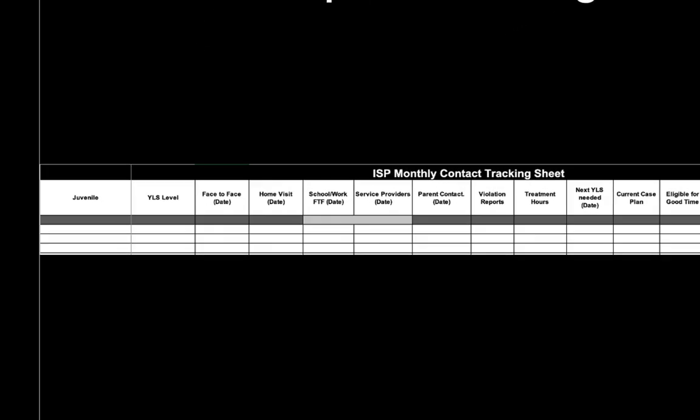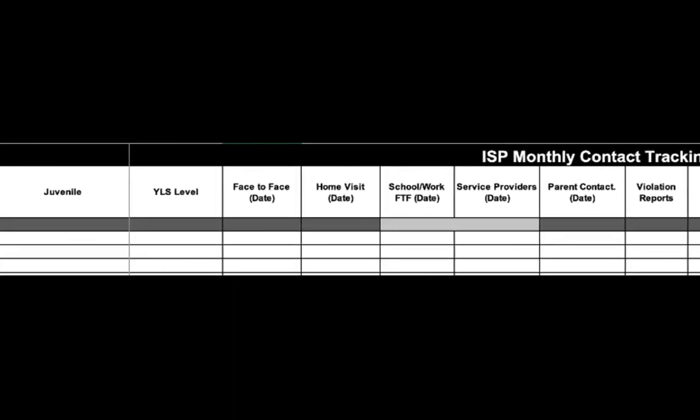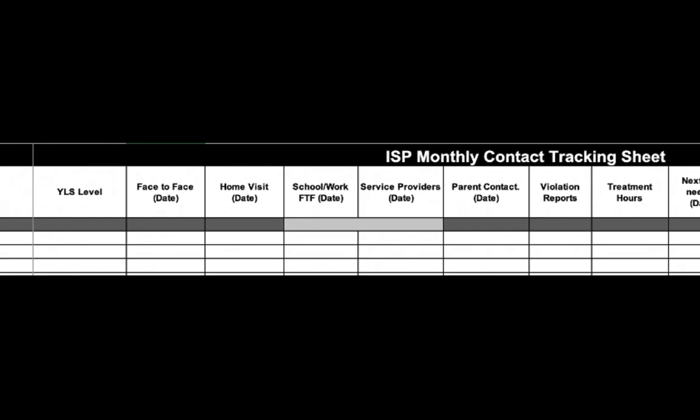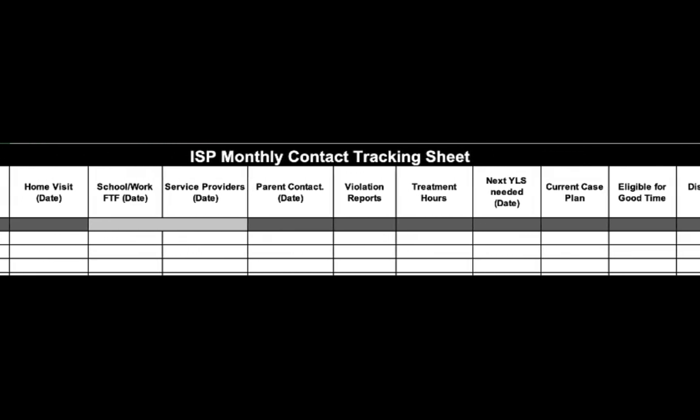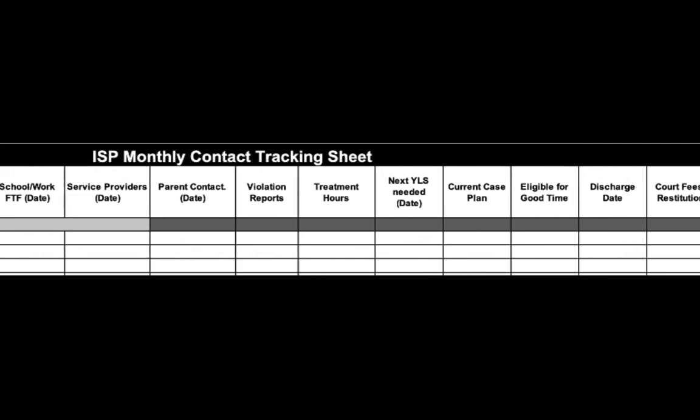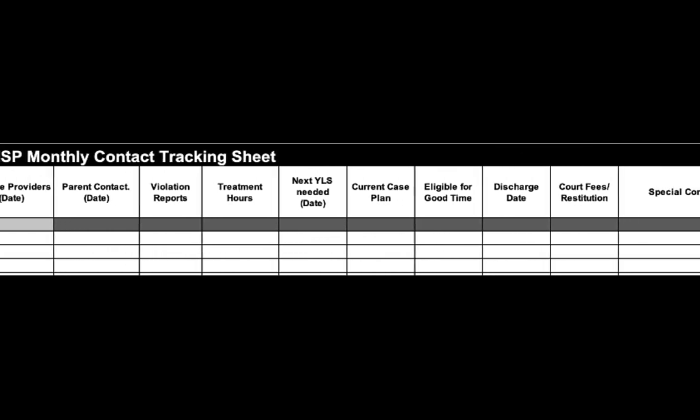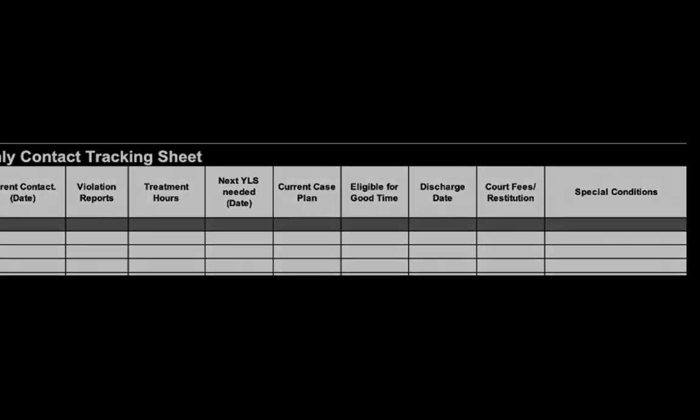The third example is a monthly tracking sheet that was created for the ISO, Intensive Supervision Officer, to aid in keeping track of their caseload. This sheet incorporates certain categories like service providers contact, violation reports, treatment hours and services, and eligibility for good time. Now that we have discussed 3 different examples of spreadsheets that were created, adjusted, and approved, we are now ready to move on to step 6.